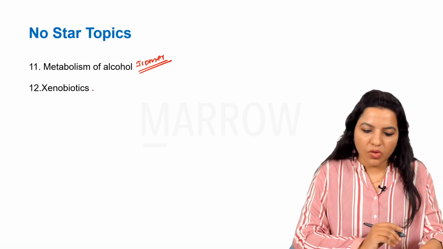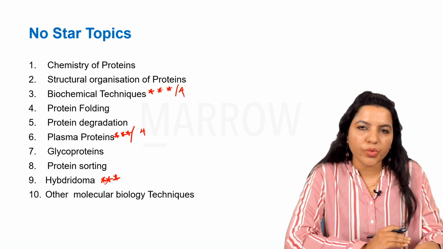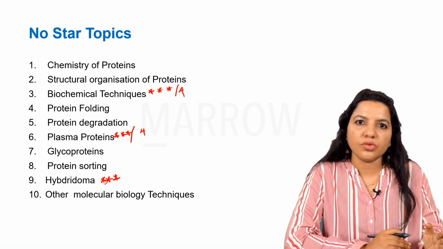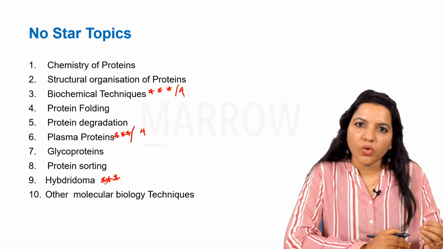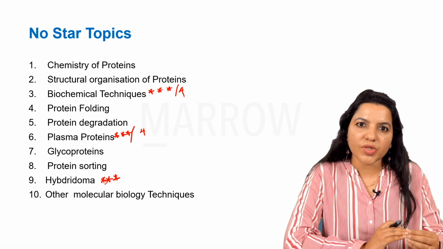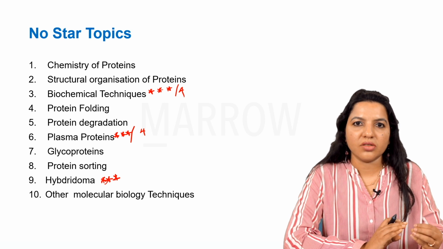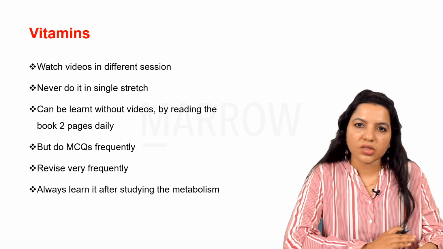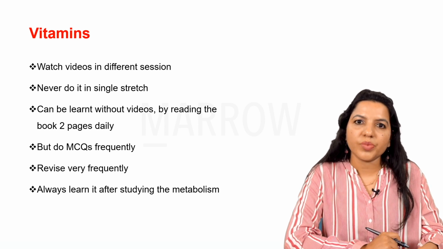Then xenobiotics. So all these 12 topics, as far as NEET is concerned, you don't have to go in depth. Only for AIIMS and PGI you cannot omit these topics. So that is how you have to grade the different topics in biochemistry.